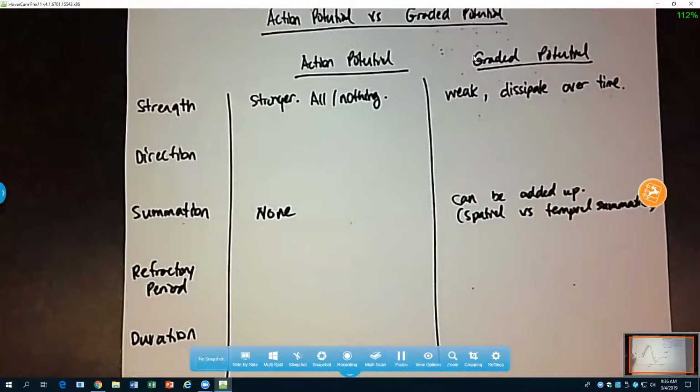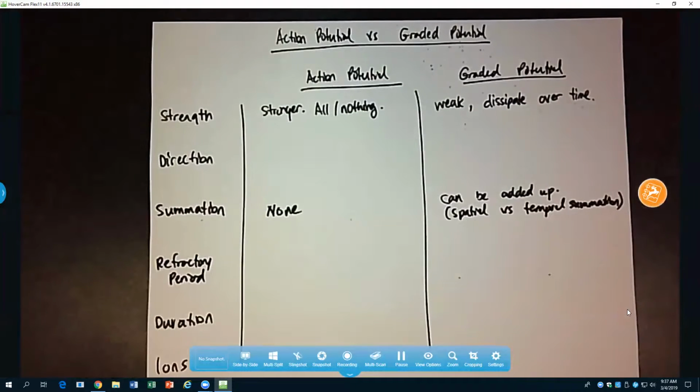What about the direction of both of these potentials? What about the direction of change? Anyone? What about the direction of change? Are these excitatory, inhibitory? Are they both? Is it increase or decrease in the membrane potential change?